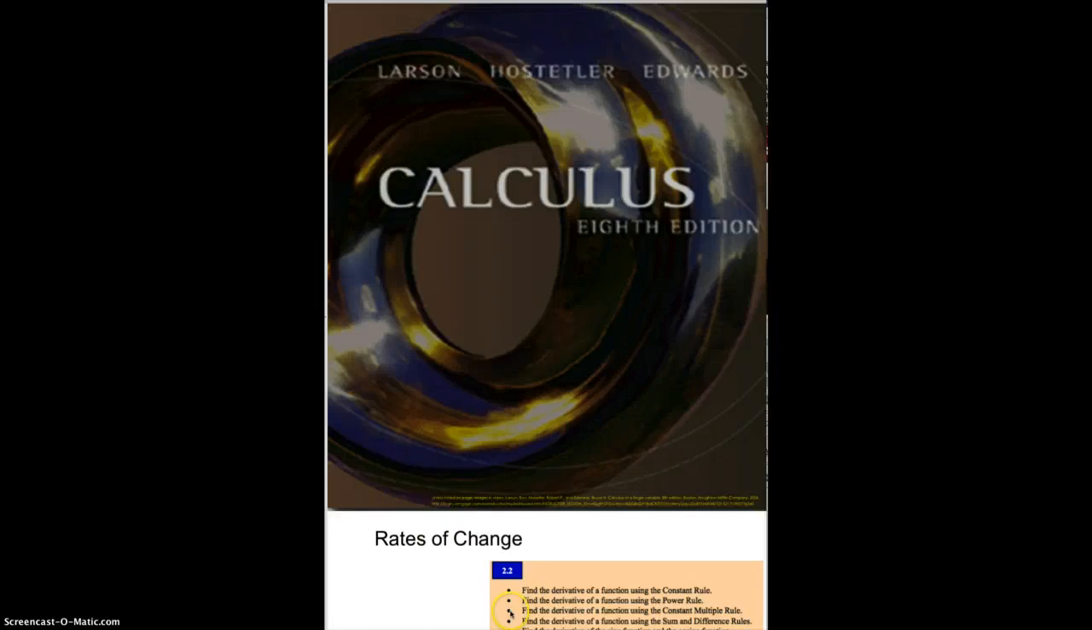Okay, now let's talk about rates of change. This is a really, really cool part of calculus, and it has so many applications. The primary application we're going to look at for this unit is to physics. Now, a rate of change simply is something that changes with respect to time.